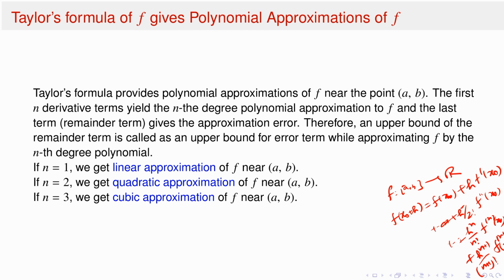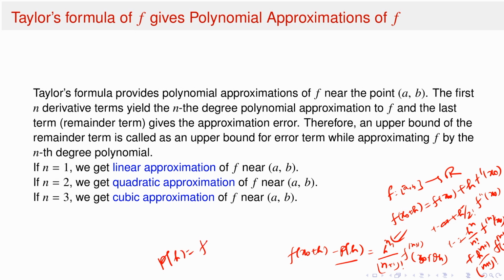Now, what I am trying to say is that I can write f of x naught plus h minus p of h, and this is the same as h to the n plus 1 divided by n plus 1 factorial f n plus 1 at x naught plus theta h. And what is my p of h? p of h I am talking about this: f of x naught plus h times f prime x naught, up to h to the power n by factorial n f n x naught.